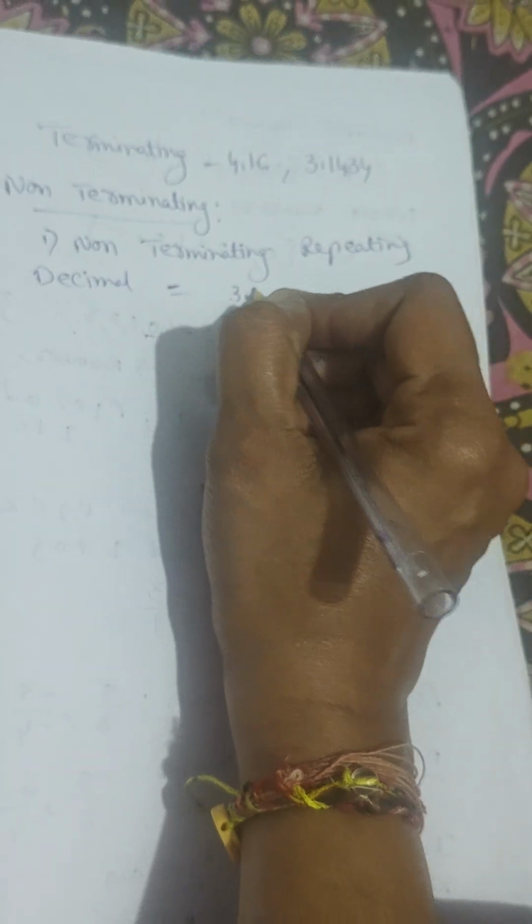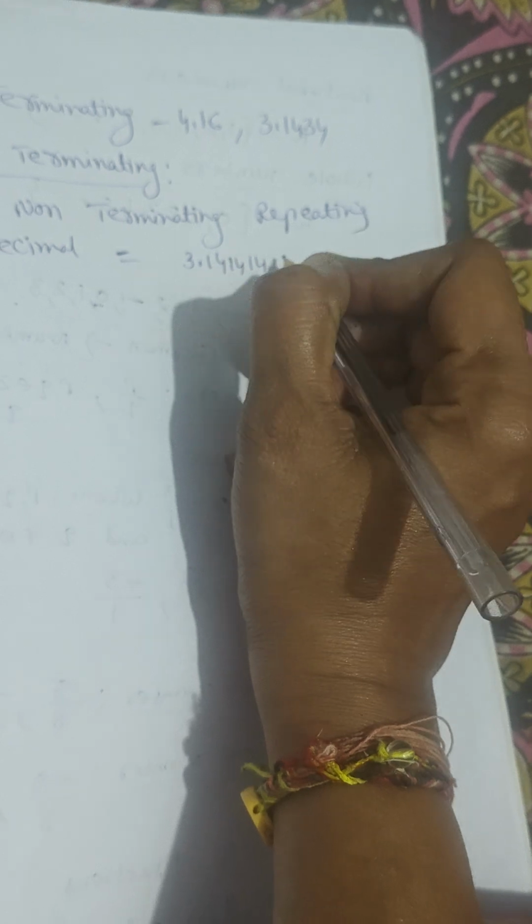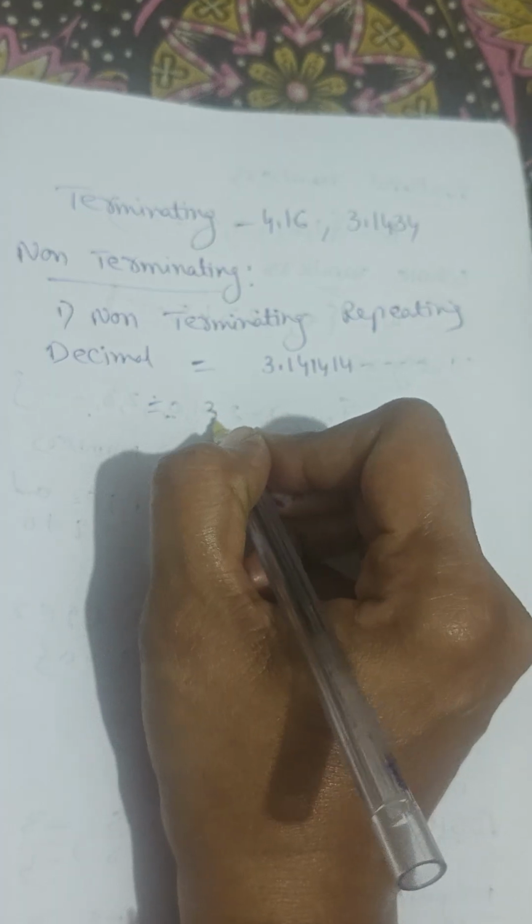Non-terminating repeating decimal means it won't stop. After the point, the digits come continuously. We can't count the number of digits: 1, 4, 1, 4, 1, 4. That means some digits will be repeated continuously. Here, which digits are repeated? 1, 4, 1, 4, 1, 4, 1, 4. Can we write this one as 3.14 bar? Yes, we can write this one as 3.14 bar.